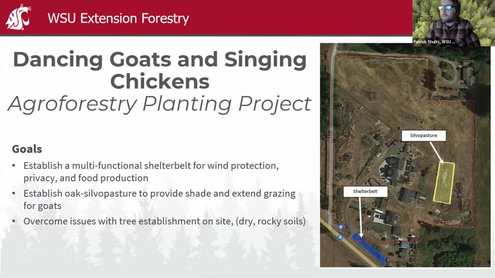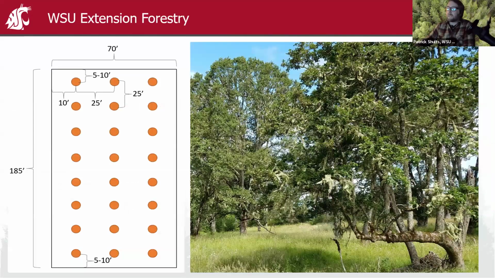Now, there have been some issues with tree establishment on the site, some very dry, rocky soils, and it's had some tree failure before in previous plantings. So this is something that we were dealing with, and obviously it influenced our design a little bit. This is not the farm. This is another picture of an oak savanna and maybe what we would call a desired condition.